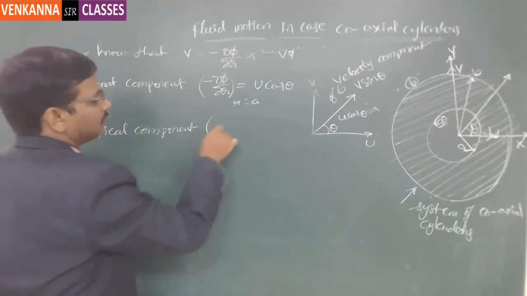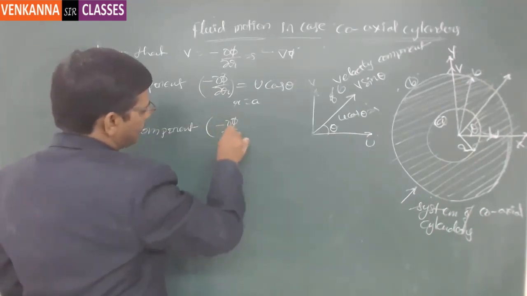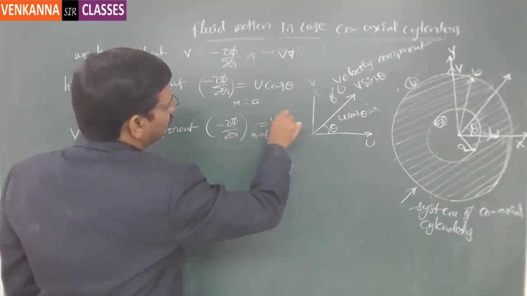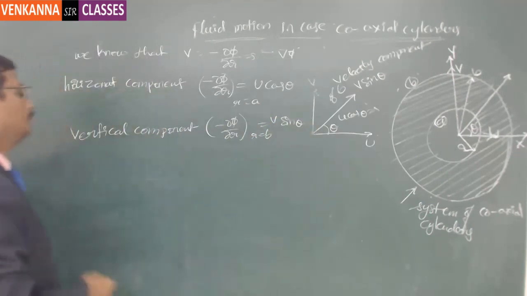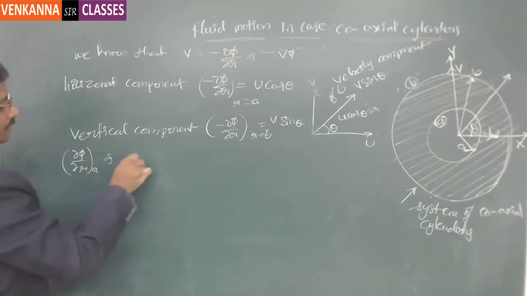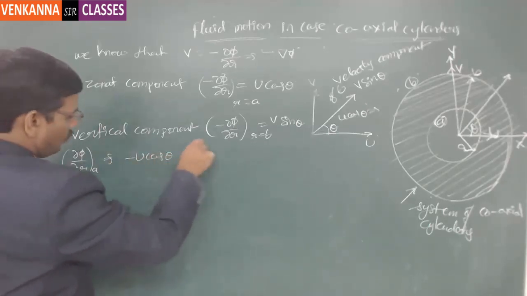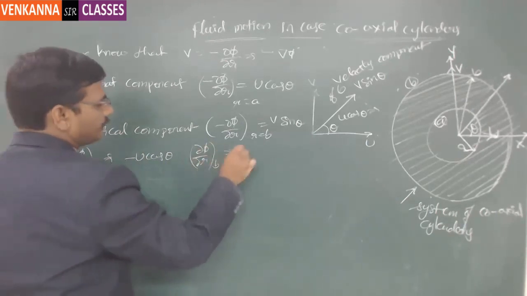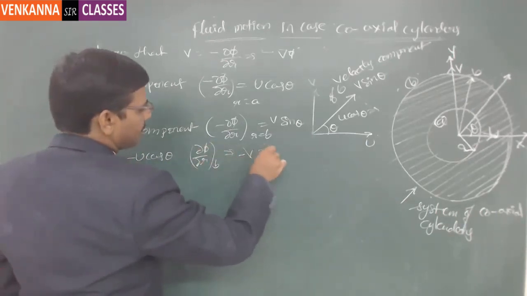So for the outer cylinder, at r equal to b, minus ∂φ/∂r will be v sin θ, or ∂φ/∂r at a is nothing but minus u cos θ, and ∂φ/∂r at b is nothing but minus v sin θ.